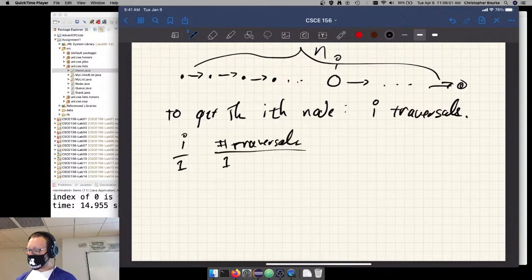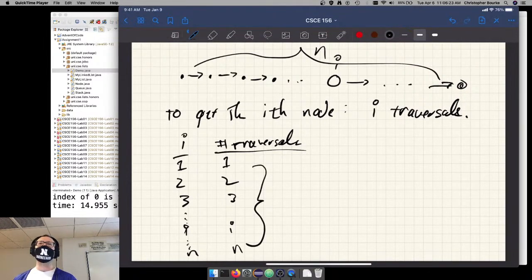Right? For the second one, there are 2. For the third one, there are 3. And as you've already observed, for the ith one, there are i traversals. Now, to get all the way to the end, we continue. And to get to the nth one, how many traversals are there? n. What I need to do is sum up all of these traversals.